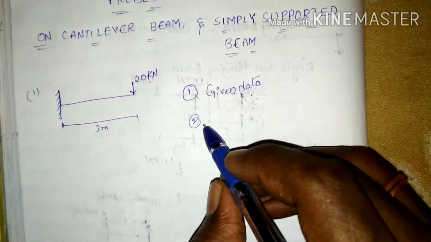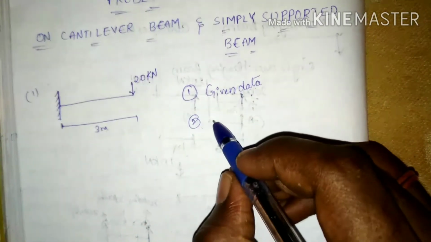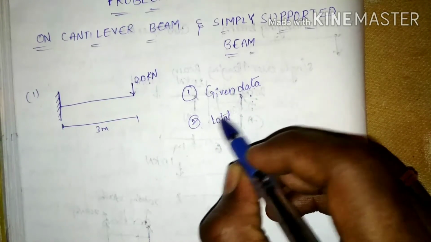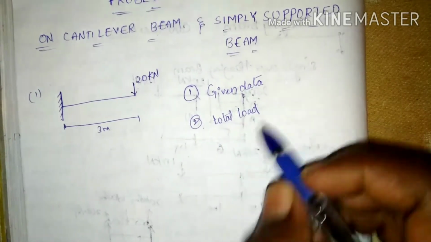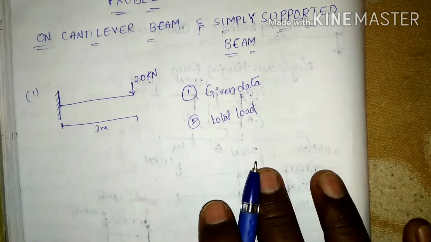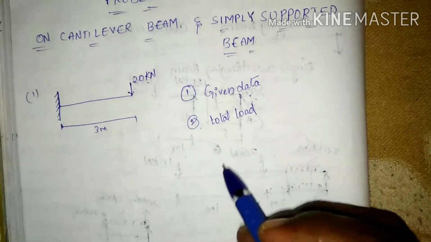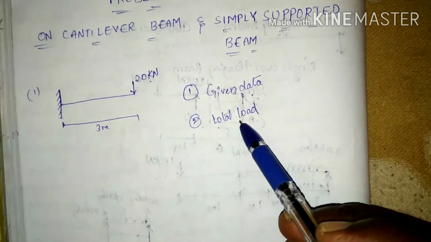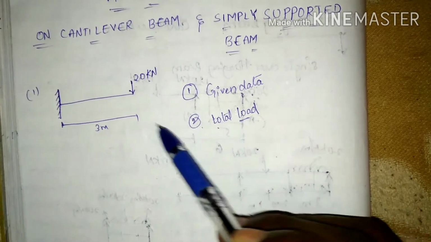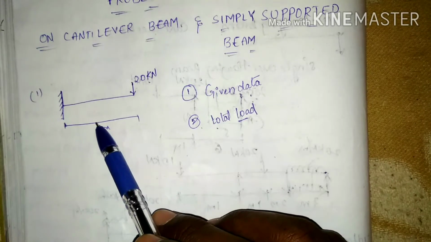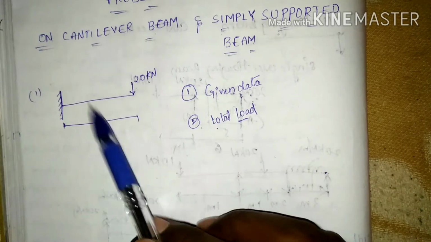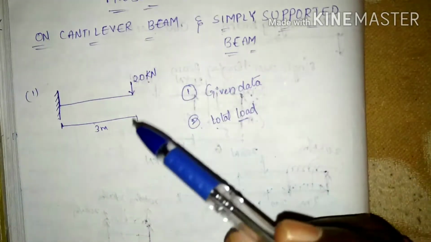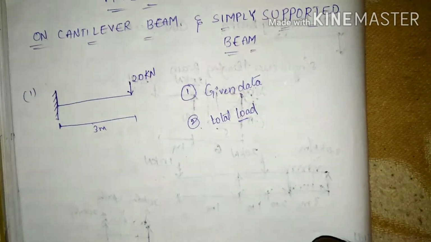And step 2, that is total load on beam. What is total load on beam? What type of load is acting, and what load is being carried by the cantilever beam or simply supported beam or whatever beam is given in the question.